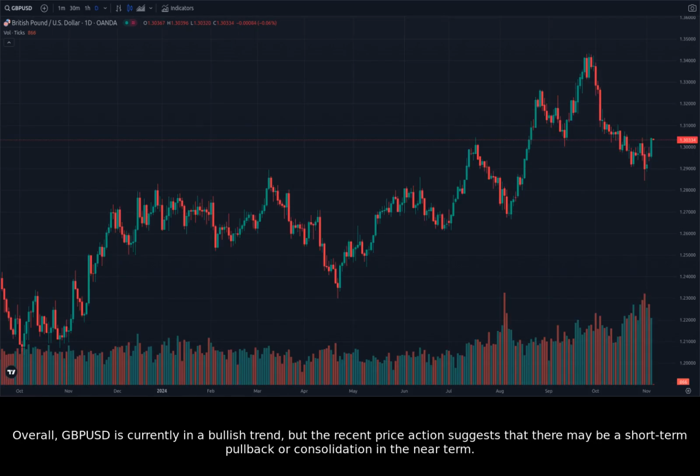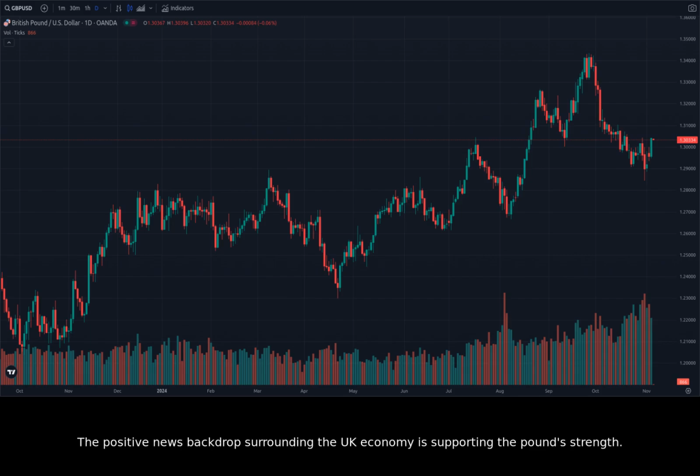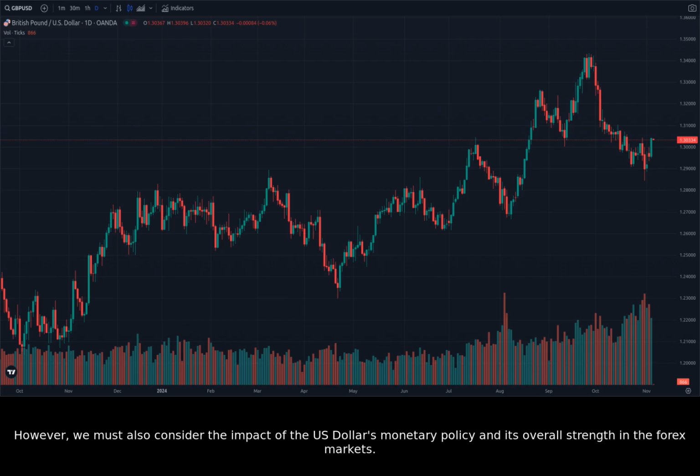Overall, GBPUSD is currently in a bullish trend, but the recent price action suggests that there may be a short-term pullback or consolidation in the near term. The positive news backdrop surrounding the UK economy is supporting the pound's strength. However, we must also consider the impact of the US dollar's monetary policy and its overall strength in the forex markets.